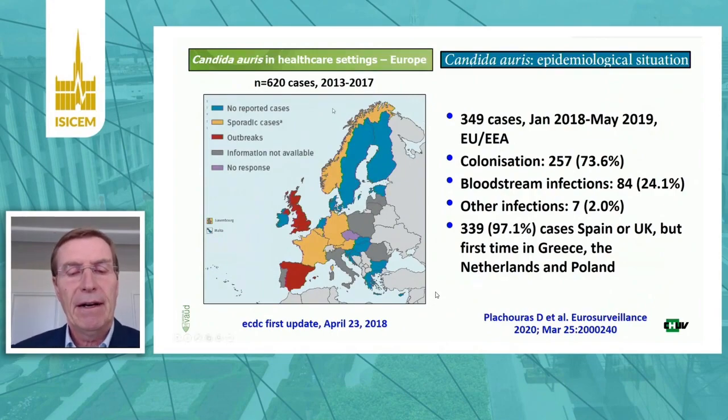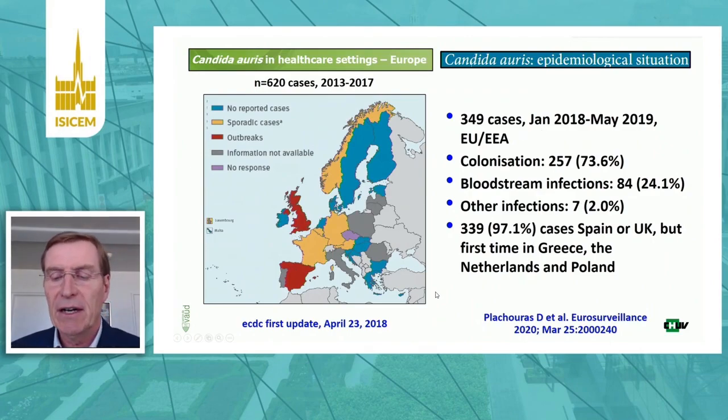In Europe, here is the data. On the left-hand side, you have the first update from 2 years ago from the European CDC, about 620 cases that were collected between 2013 and 2017. As you can see on the map, most cases were sporadic cases. However, there were outbreaks described either in the UK or in Spain.